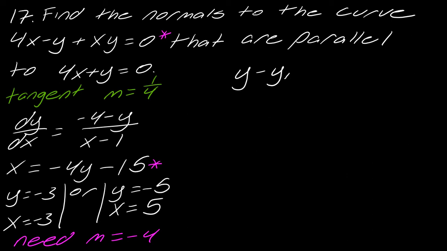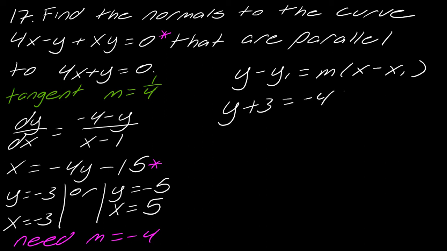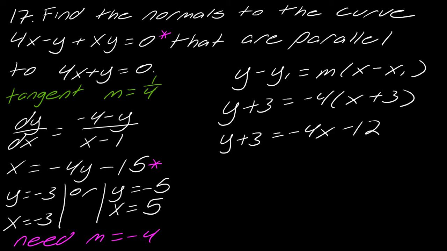All right, so I'm going to use my good old point slope form. Using the first point, this will become y plus 3 equals negative 4 times x plus 3. So I plugged in this point and then the slope into my point slope form. From here, I'm going to have y plus 3 equals negative 4x minus 12. So this becomes y equals negative 4x minus 15. There's one normal.